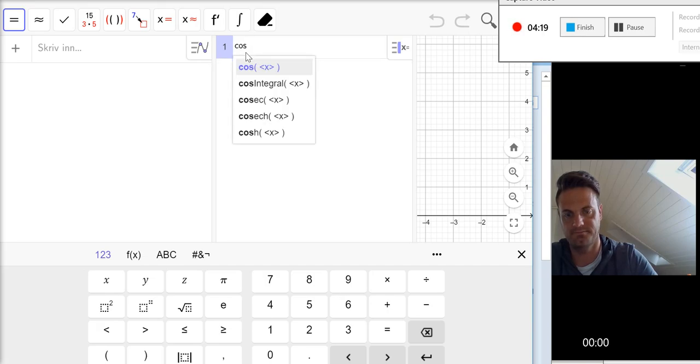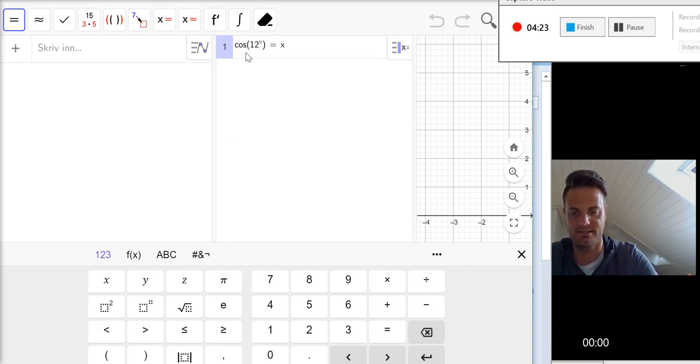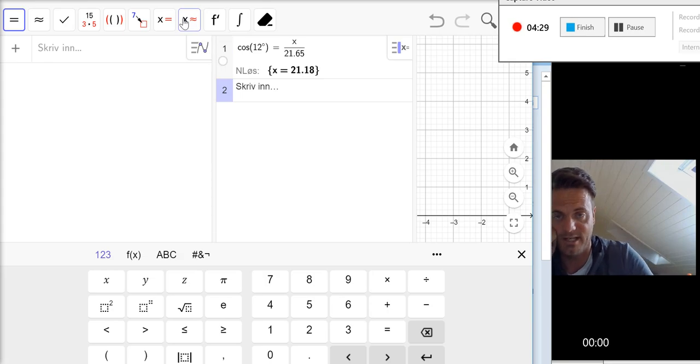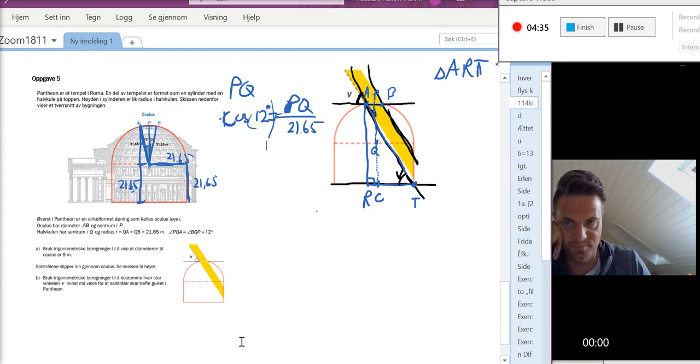Cosine 12, remember degrees, is equal to x divided by 21.65. And I press this one, so we get 21.18. Let's go back to the figure here. So PQ, the distance from Q up to P, is 21.18, and that's the same as A and down to this line.